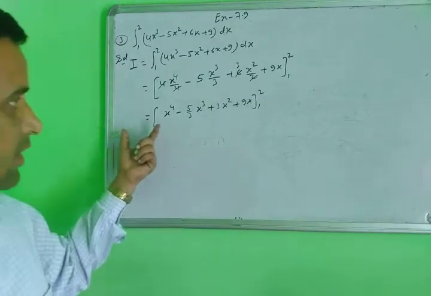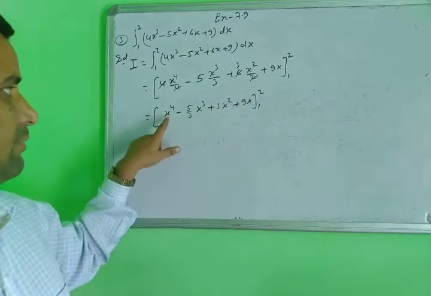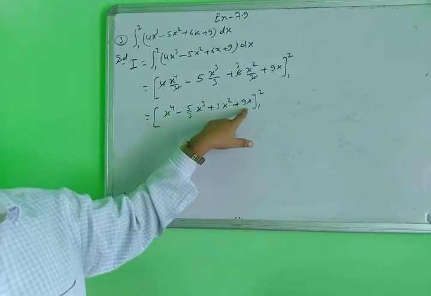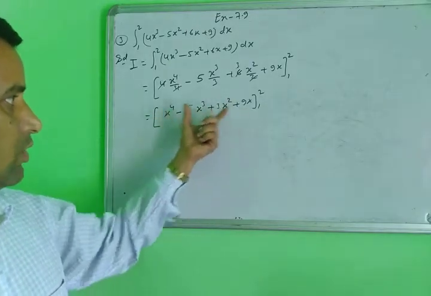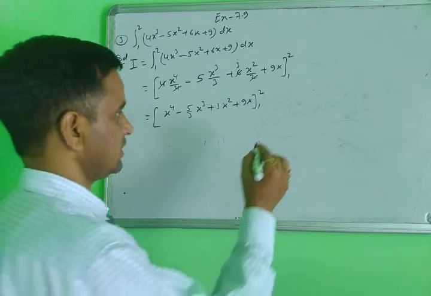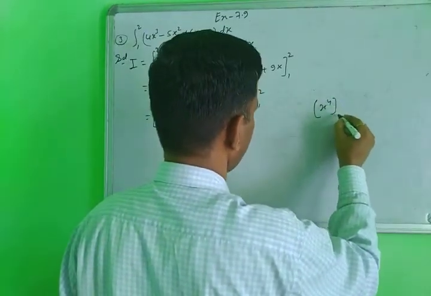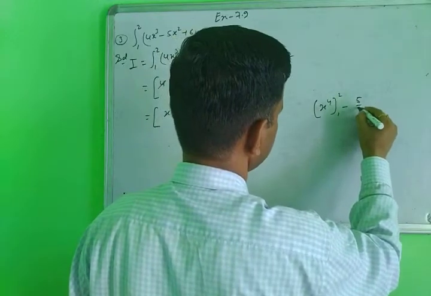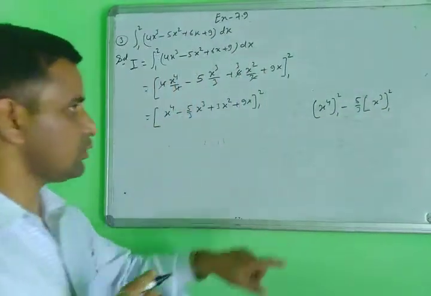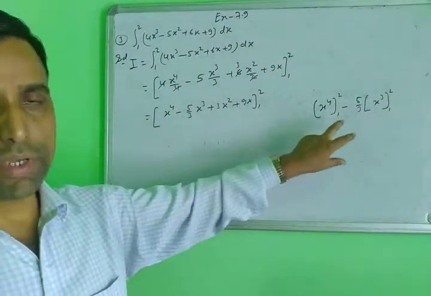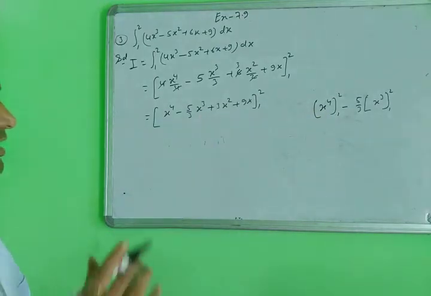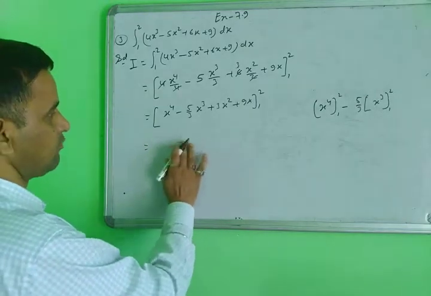You can use the complete form, otherwise the separate form. In the separate form you apply the limit to each part separately. This does not matter, whether you use the complete function or part by part. For example, you can take x to the 4 from 1 to 2, minus 5 upon 3 outside and x cube from 1 to 2, in this way you can take it separately. So no problem here, whether you use the separate way or the complete way. Yes, we are taking the combined form.